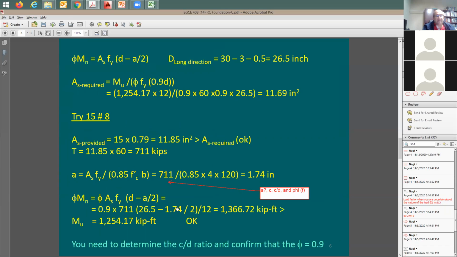It's going to be very standard, and you have seen this in more than one design now, that you assume that d minus a over 2 is going to be roughly equal to how much? Can someone help me with this? Ashley? 0.9. Okay, Ashley, thank you.